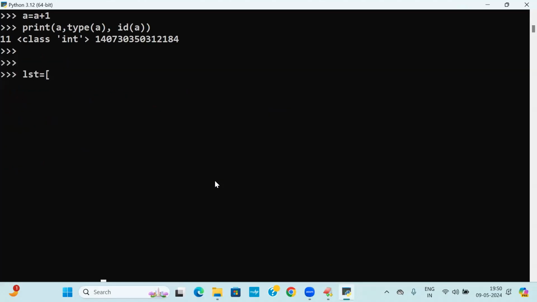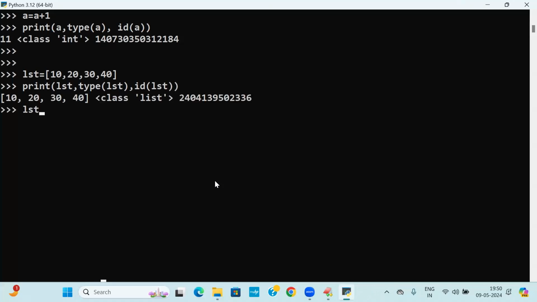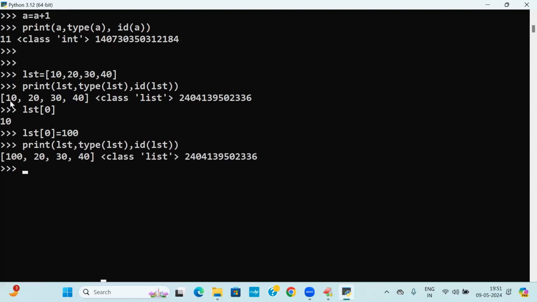Yes. LST is equal to 10, 20, 30, 40. See, students, print of what? And this I will explain tomorrow. Today, don't worry. LST, type of LST, ID of LST. LST of 0, index 10, ID is equal to what? 100. I'm updating. Print the data. Is the 10 modified? Modified or not? At which address? This is called mutable.